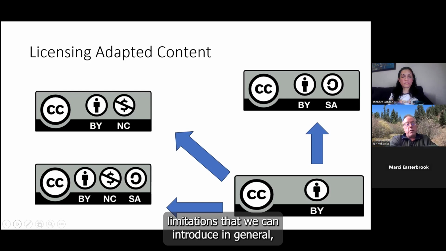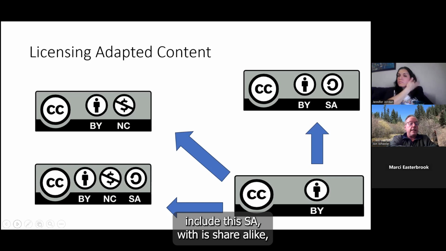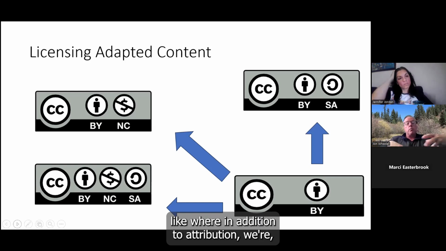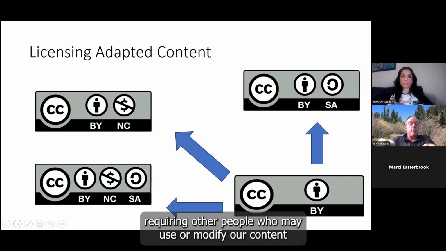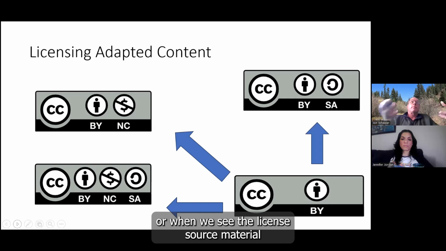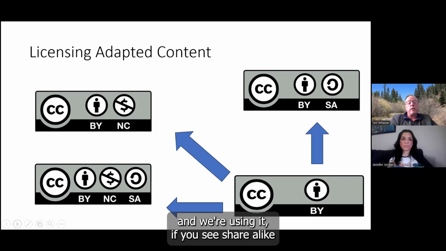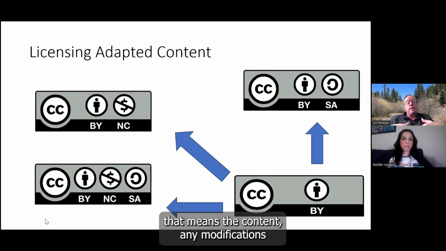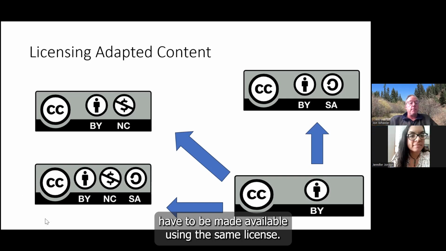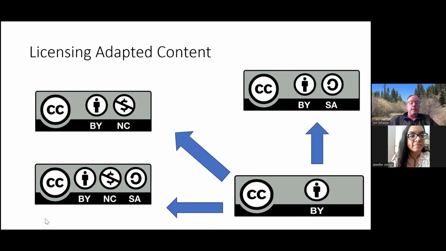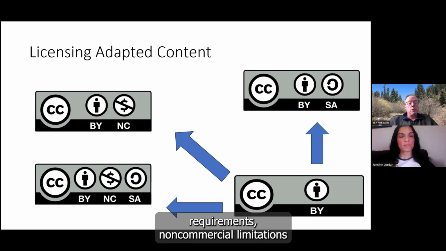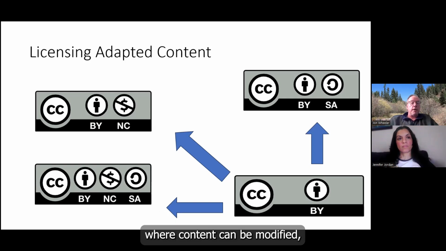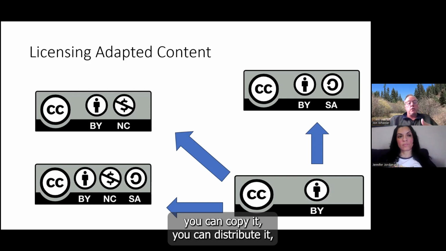And further limitations that we can introduce include SA, which is share alike, where in addition to attribution, we're requiring other people who may use or modify our content, or when we see this license in source material and we're using it, that any modifications have to be made available using the same license. Similarly, you may see non-commercial limitations, where content can be modified. You can copy it, you can distribute it, but it can't be used for commercial purposes.